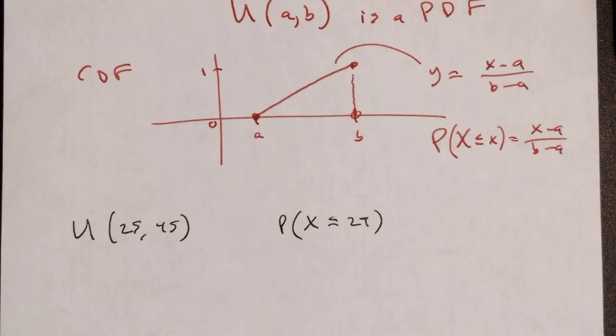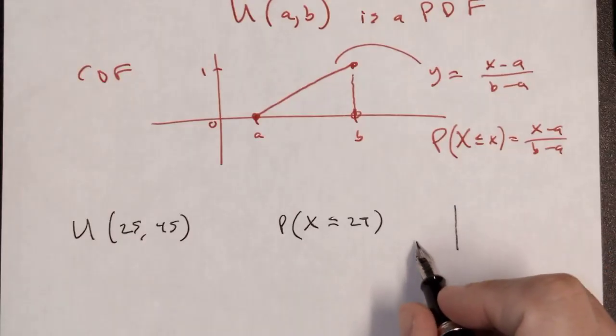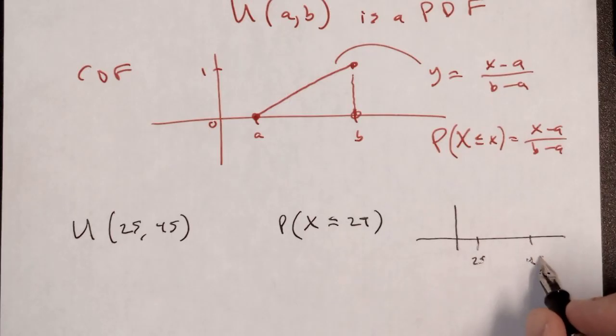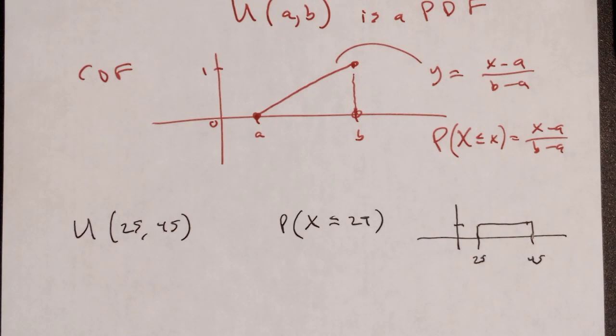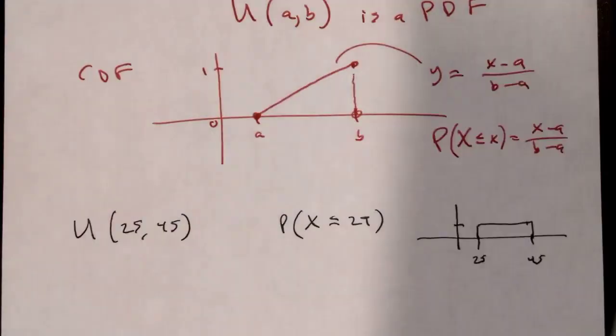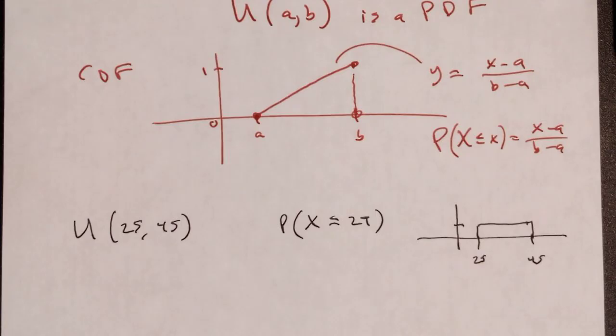Now, my first reaction might be, oh, let me jump back to this formula right here. I'm not going to do that because I'm a geek. I'm not going to bother. I'm going to draw the picture. We go from 25 to 45, and we have some height. What is the height? What's my height? 1 over 20.